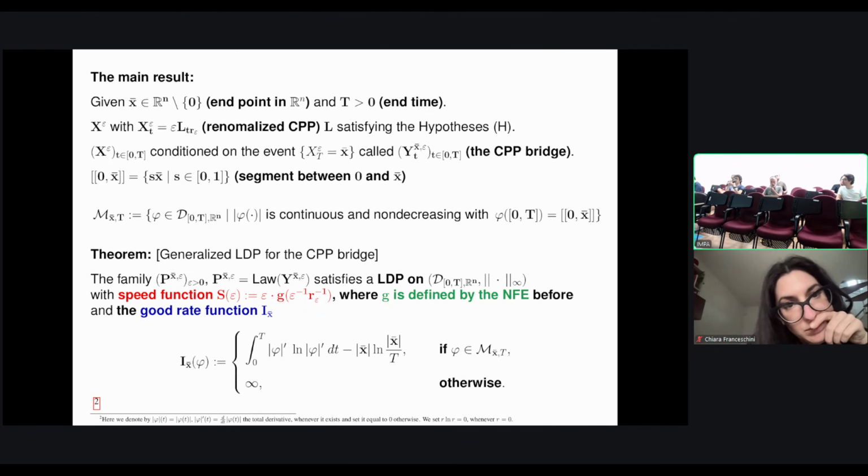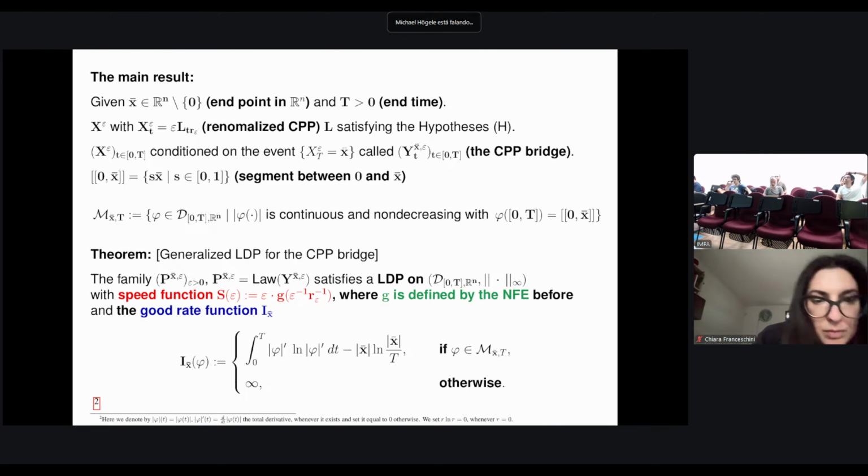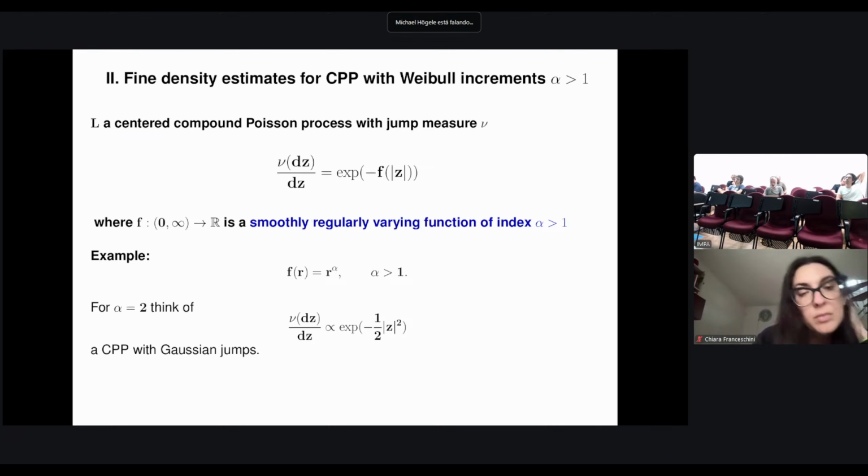Perhaps a question related more to the statement. This statement is for alpha between 1 and 2 strictly? No, it's just alpha larger than 1. So alpha larger than 2 doesn't change anything. Not at all. So Gaussian increments are perfectly fine, or Gaussian type increments. We can think of Gaussian increments here, and they're perfectly okay.